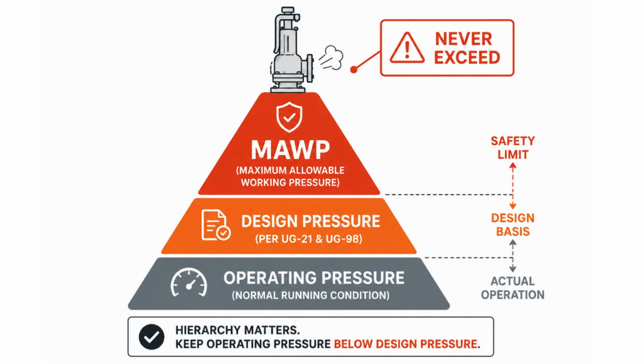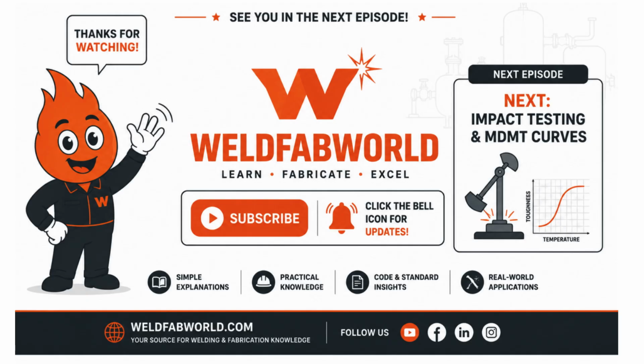Mix these up on a data sheet or a P&ID, and you are either under-designing a vessel or misreading how much margin you actually have. 3 pressures, 1 hierarchy. Operating pressure is what you actually run at. Design pressure, from UG21, is your engineering input before you build. MAWP, from UG98, is your legal ceiling after you build, and it's almost always the highest of the 3.